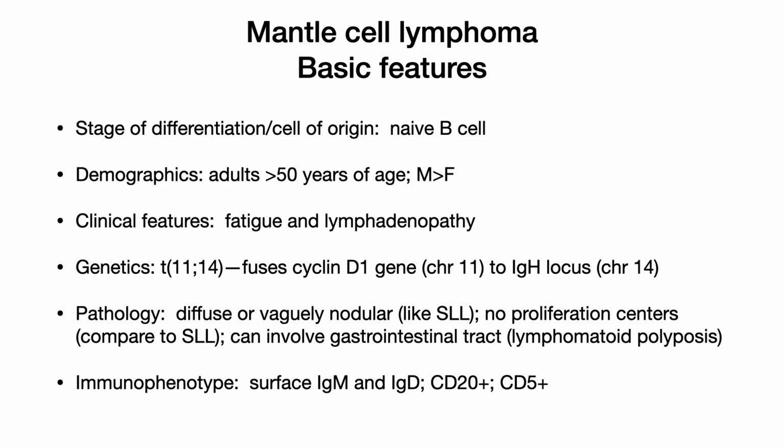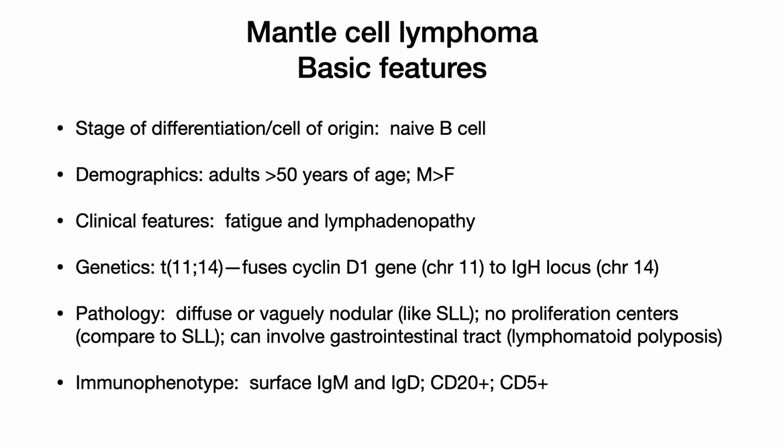So mantle cell lymphoma, this is from naive B cells. This is also an adult type tumor. Clinical features, fatigue and lymphadenopathy because it's a non-Hodgkin lymphoma. And it doesn't have to be contiguous. Hodgkin's is contiguous, nodal groups, but the non-Hodgkins aren't. It's t(11;14), which fuses the cyclin D1 gene next to the immunoglobulin heavy chain gene locus.